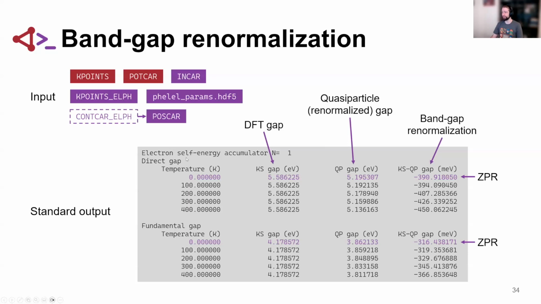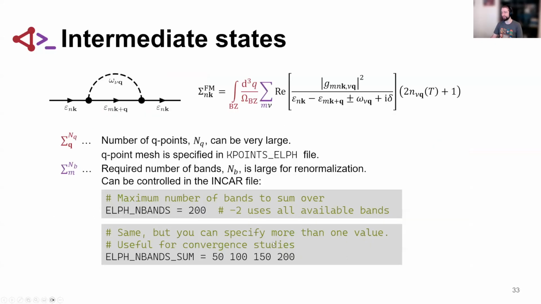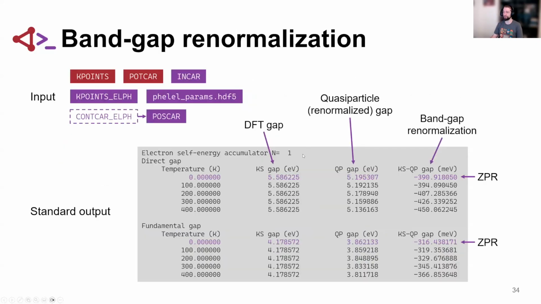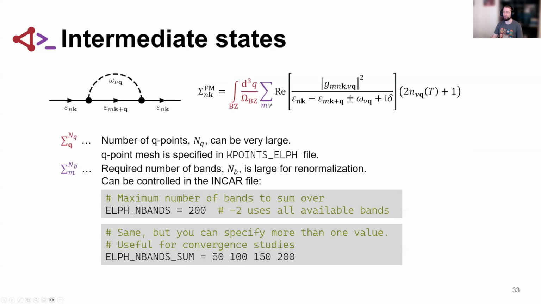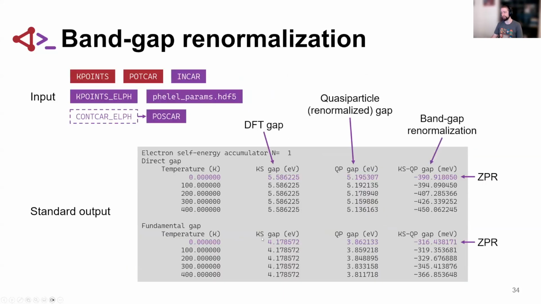All right, and then the output that you get from such a calculation looks like this. At the very top, it will tell you that this is an electron self-energy. In fact, there is this so-called accumulator here with an index n equals 1. If you run, let's say, this ELF_NBANDS_SUM, it will generate one such data output, we call them accumulators, for each one of those values. So you would have an n equals 1 for 50, and then you would have an n equals 2 for 100, and so on and so on. So there will be multiple blocks like this.